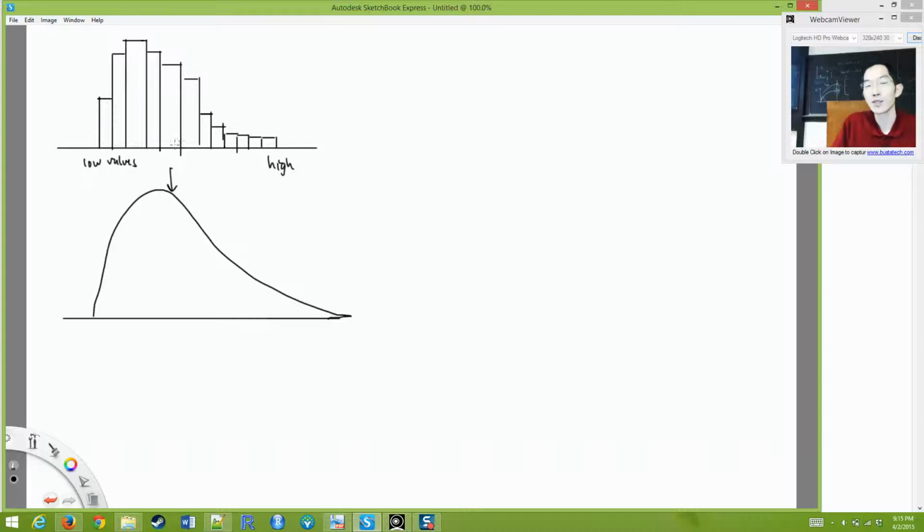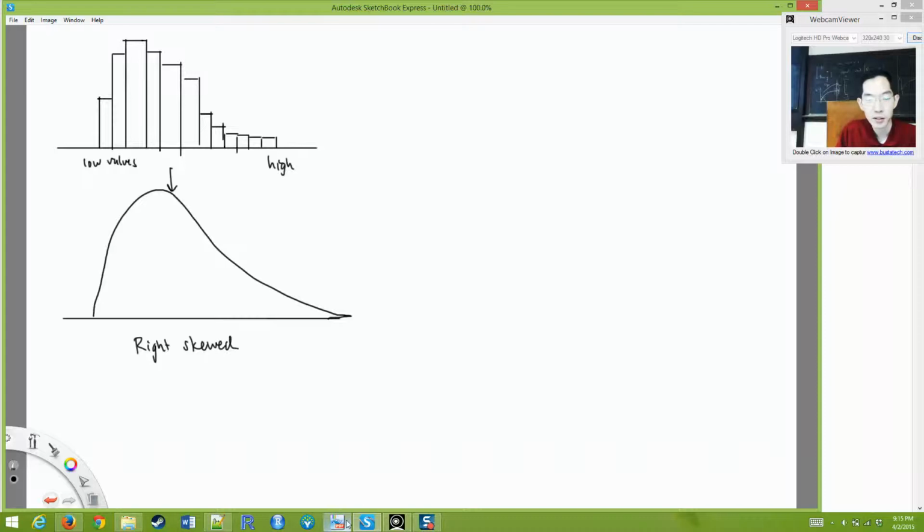So this may be, how many years have you worked at this company? You have a few people that worked a few years, and a lot of people seem to work maybe a few years, not too many, and then you have some people who've been around for a long time, but not a whole lot. People on the right indicate high values, people on the left low values. We can summarize this shape with a hill that looks like this, and this shape is known as right skewed.